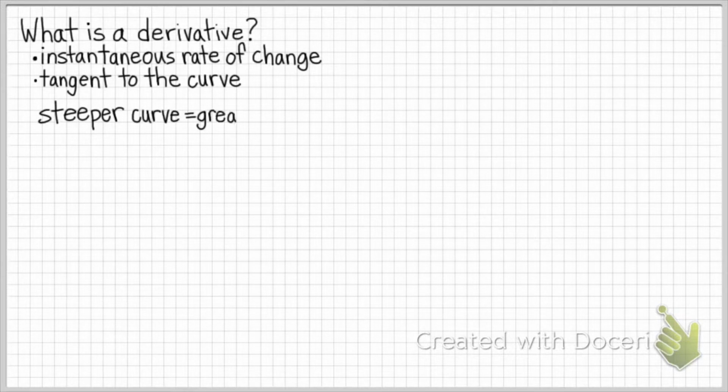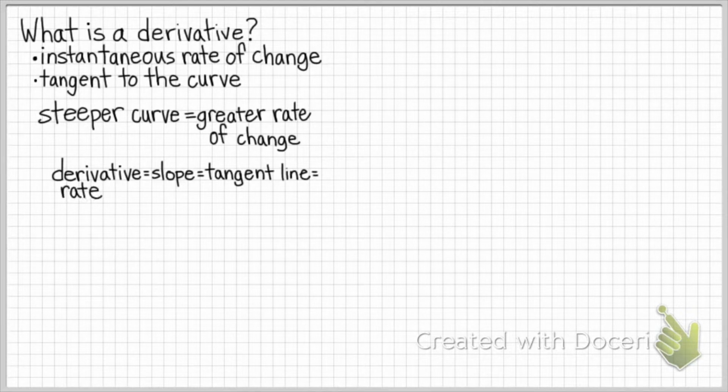One important thing to note about derivatives is that the steeper the curve, the greater the rate of change. So if a curve is very flat, the derivative is going to be close to zero, which means the rate of change is very small, and a steeper curve is going to have a greater rate of change, which means that the derivative is going to be a much higher number.